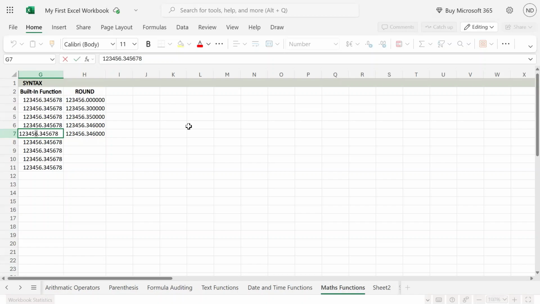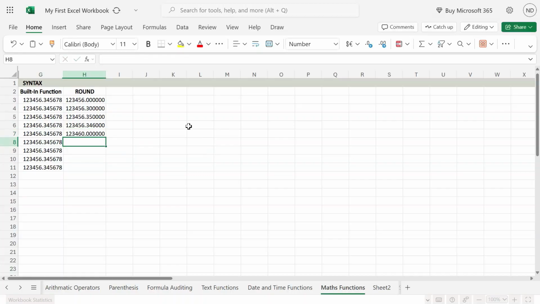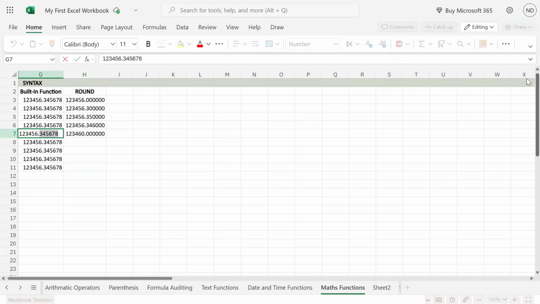If I want to round the integers to a specific number, then I need to use the negative numbering. So if I say -1, just check what the output is. Now what it has done is it has removed all the decimals. Moreover, it has rounded this entire integer by 1.